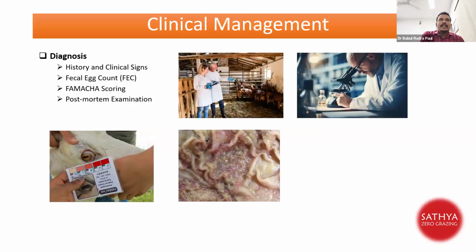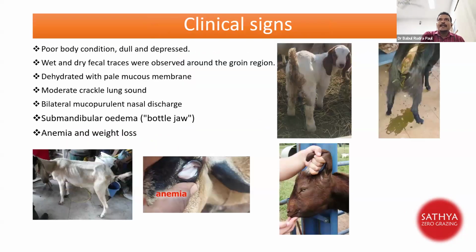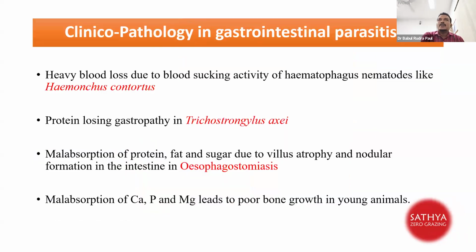If we see the clinical management of these different groups of parasites, in a broad spectrum we have to go through different pathways. We have to check the clinical symptoms. Is there any anemia, submandibular edema or weakness? Are the lungs affected or not? Is there diarrhea or not? These are the common symptoms in different parasitic gastroenteritis. So if all those symptoms are present, we can think of parasitic gastroenteritis.